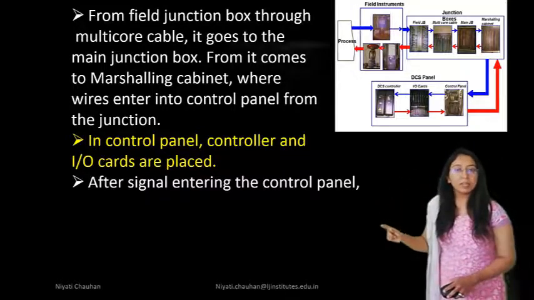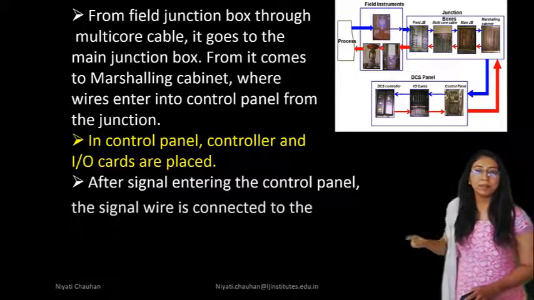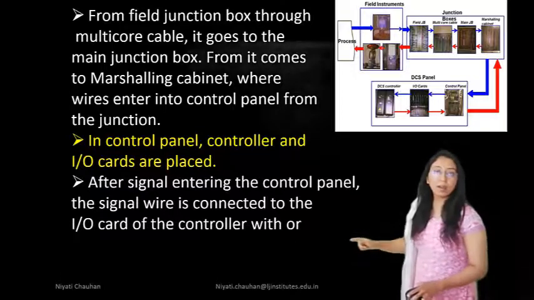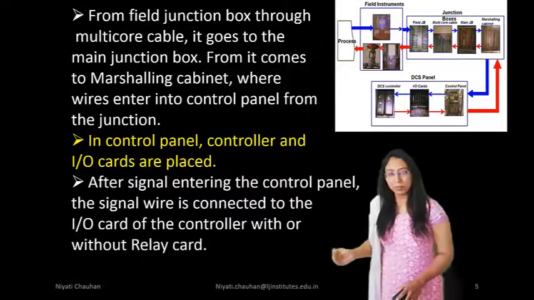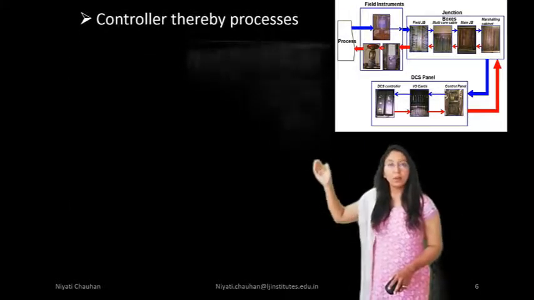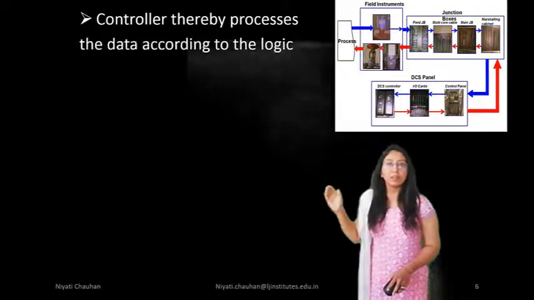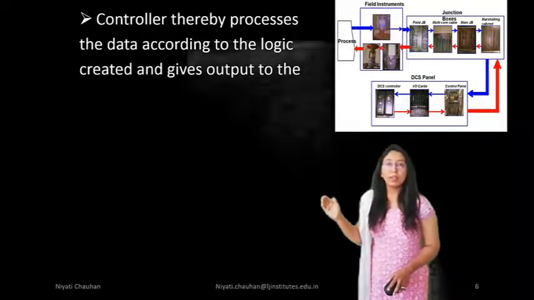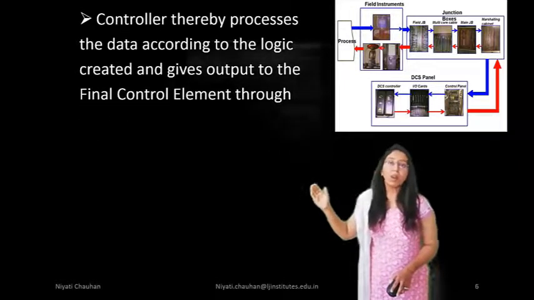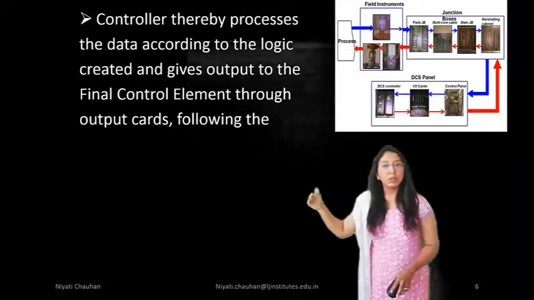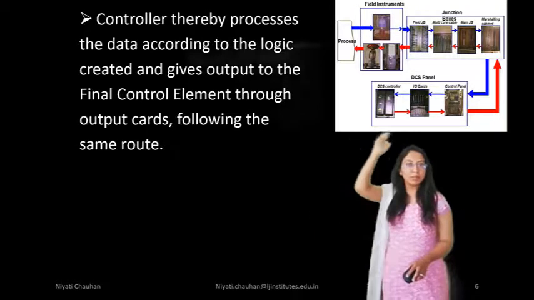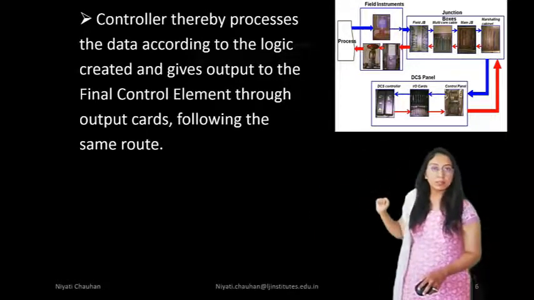After the signal enters the control panel, the signal wire is connected to the input-output card of the controller with or without a relay card. The controller thereby processes the data according to the logic created and gives output to the final control element through output cards following the same route. Okay, so you can see the whole process on your screen.